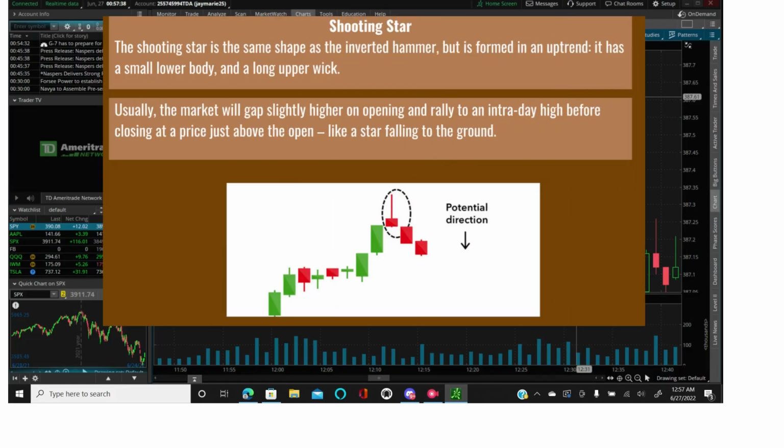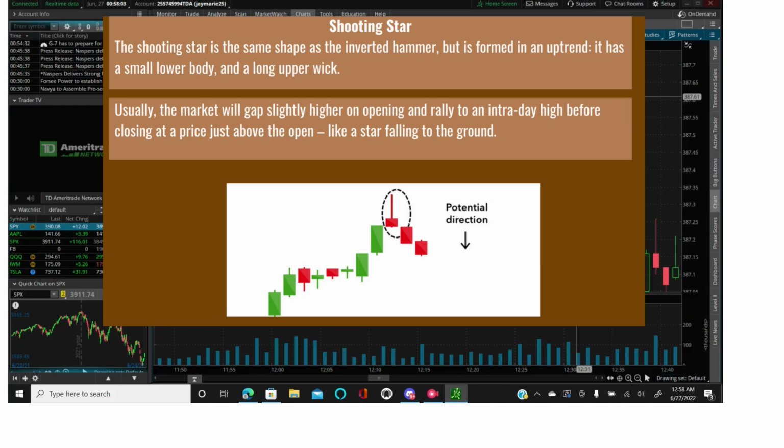And the next one is the shooting star. The shooting star is the same shape as the inverted hammer, but it is formed in an uptrend. It has a small lower body and a long upper wick. So this is like the opposite of the inverted hammer. It's just everything's opposite. Again, the stock was in an uptrend. Here comes the shooting star. That is an alert to traders that the stock is going to potentially reverse.